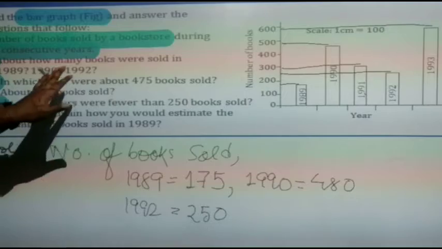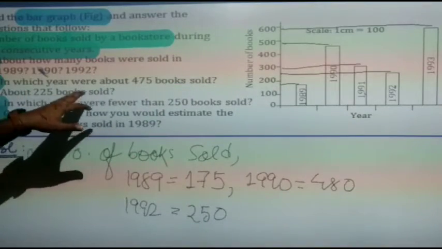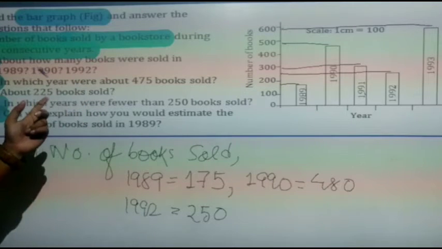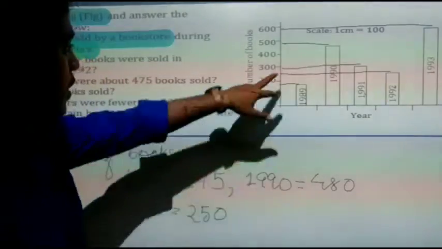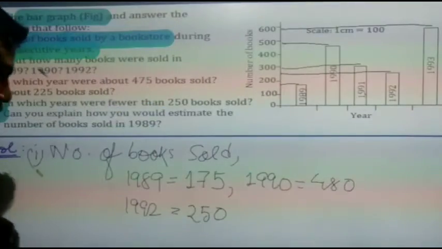In which year were about 475 books sold, about 225 books sold? 475, it should be between 400 and 500. You can see this one, between 400 and 500. This is 1990.